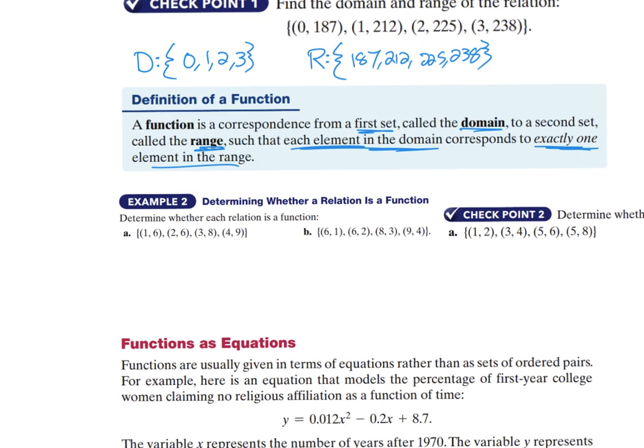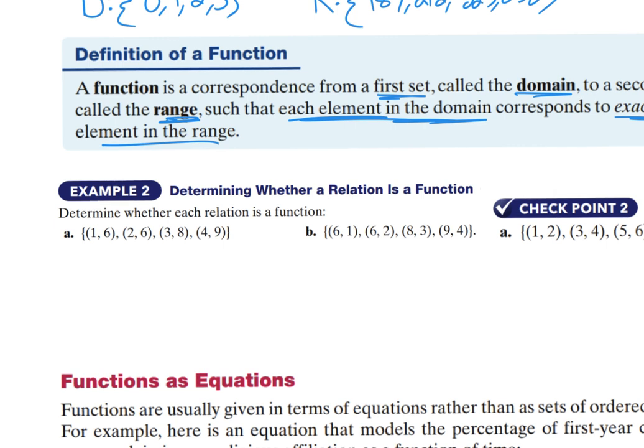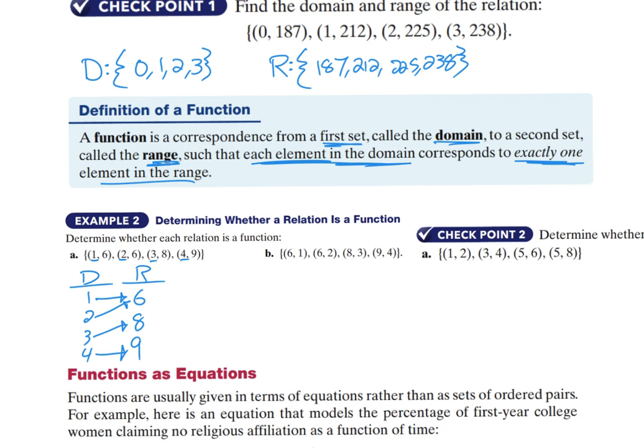Okay, so let's look at example 2. Determine whether each relation is a function. So I've got 1, 2, 3, and 4. That's my domain. I'm going to write it like this, 1, 2, 3, and 4. And my range is 6, 8, and 9. So 1 goes to 6, 2 goes to 6, 3 goes to 8, and 4 goes to 9. Now, goes to, in function discussions, we'll often say maps to.